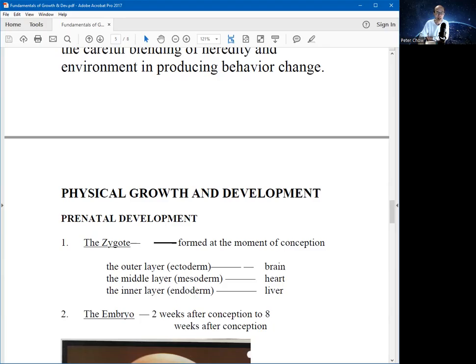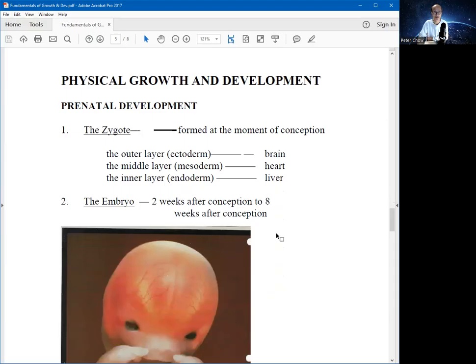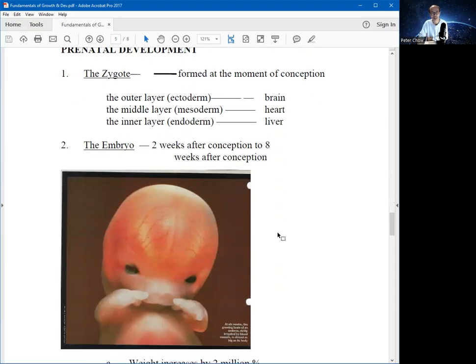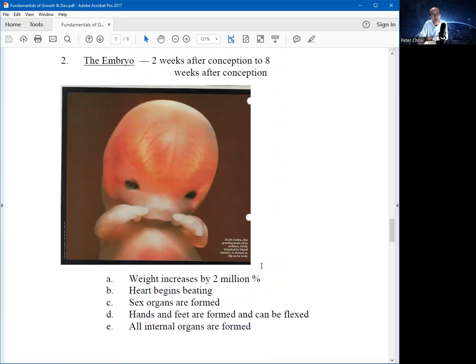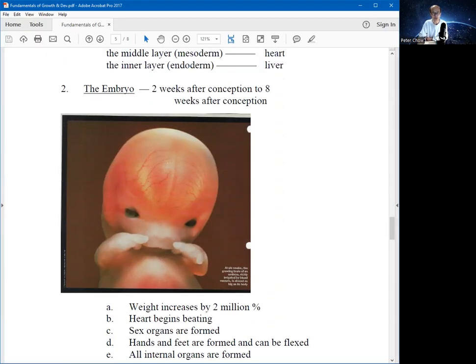That is during conception. Now take a look at the embryo. The embryo stage begins 2 weeks after conception, at the time the zygote attaches itself to the uterus. This stage lasts until about 8 weeks after conception. So take a look at the diagram.